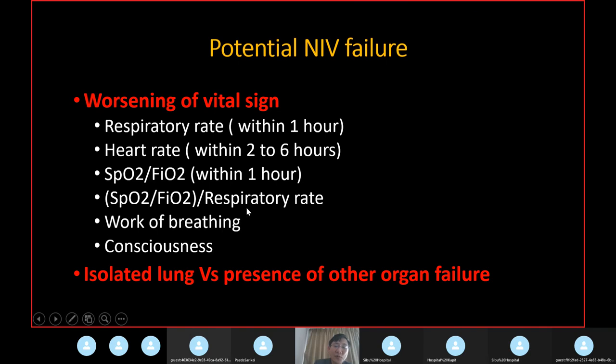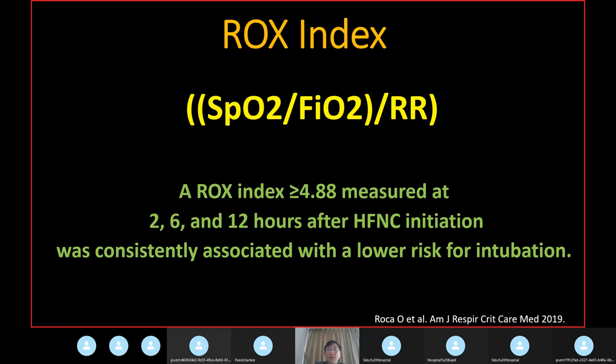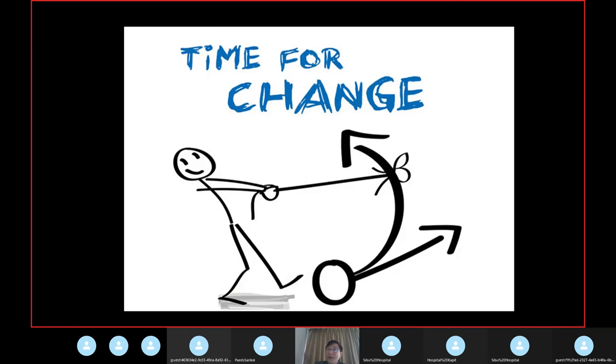Also, always assess work of breathing and monitor the consciousness. If the patient becomes less and less conscious, then you probably need to intubate them. And always remember whether you are dealing with an isolated lung problem or whether other organ failure is starting to set in. If other organ failure sets in, you need to intervene earlier. So when it's time to change, you need to change.